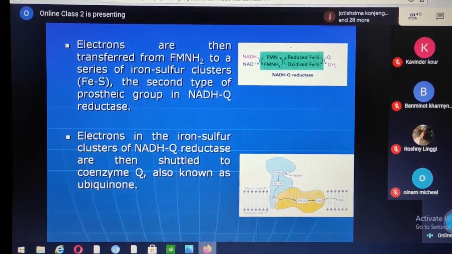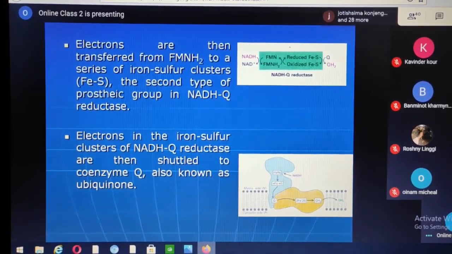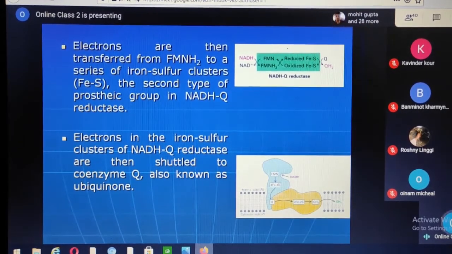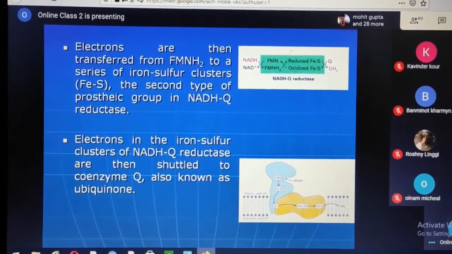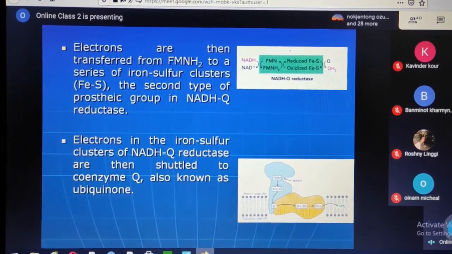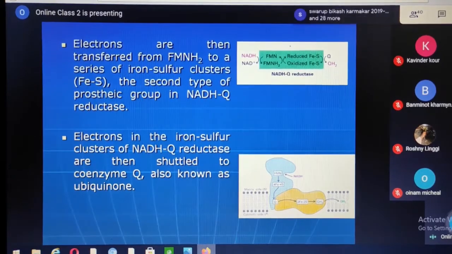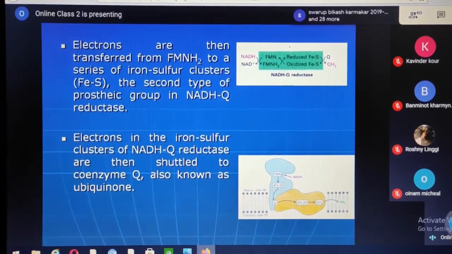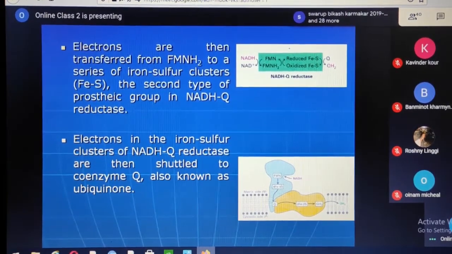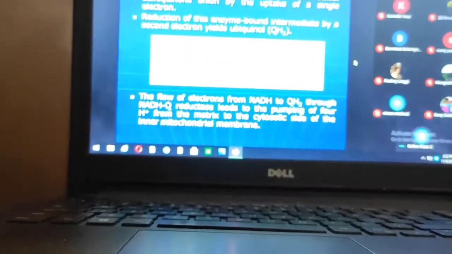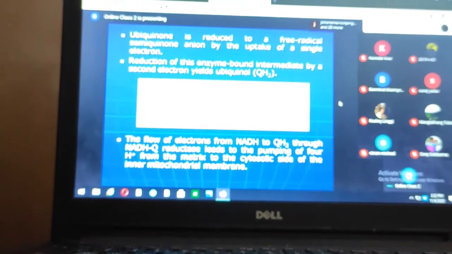So this is the reaction, the portion shown in the green color. It is the component of the NADH2 reductase. Electrons in iron sulfur clusters with NADH2 reductase are then transferred or shuttled to coenzyme Q, also known as ubiquinone. Now we have the inner membrane molecule, which has the isoprenoid units. It's also called coenzyme 10.